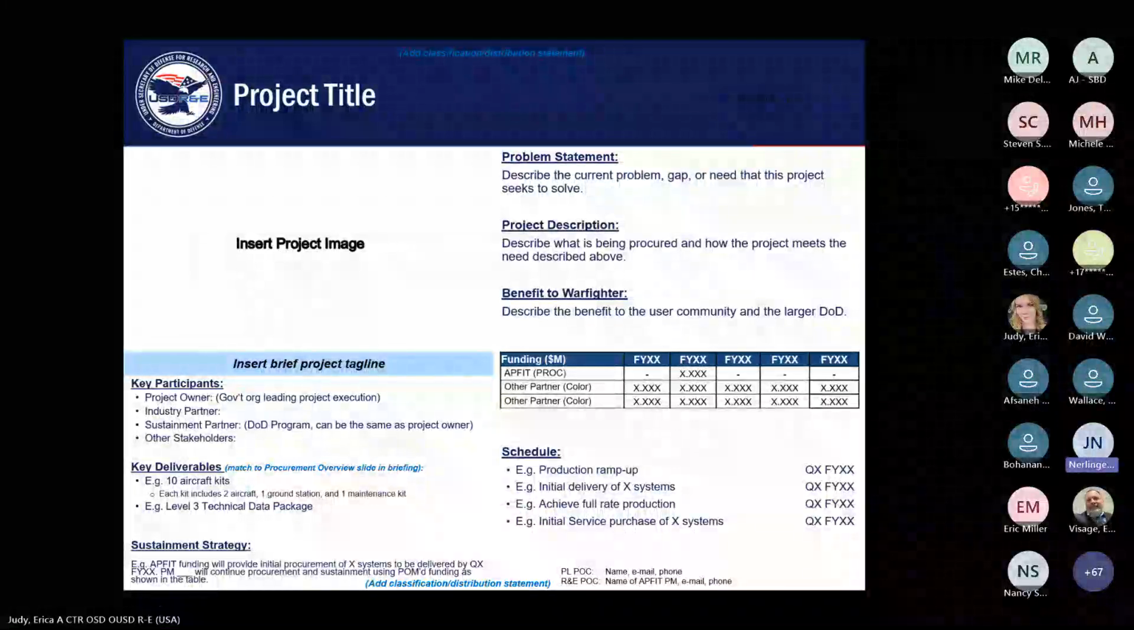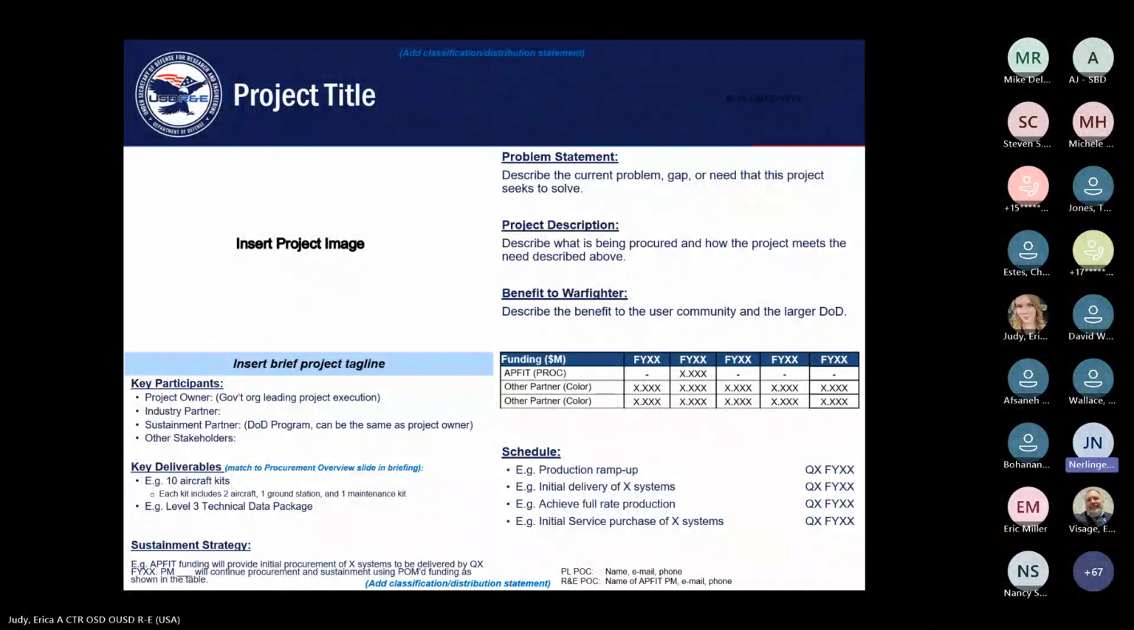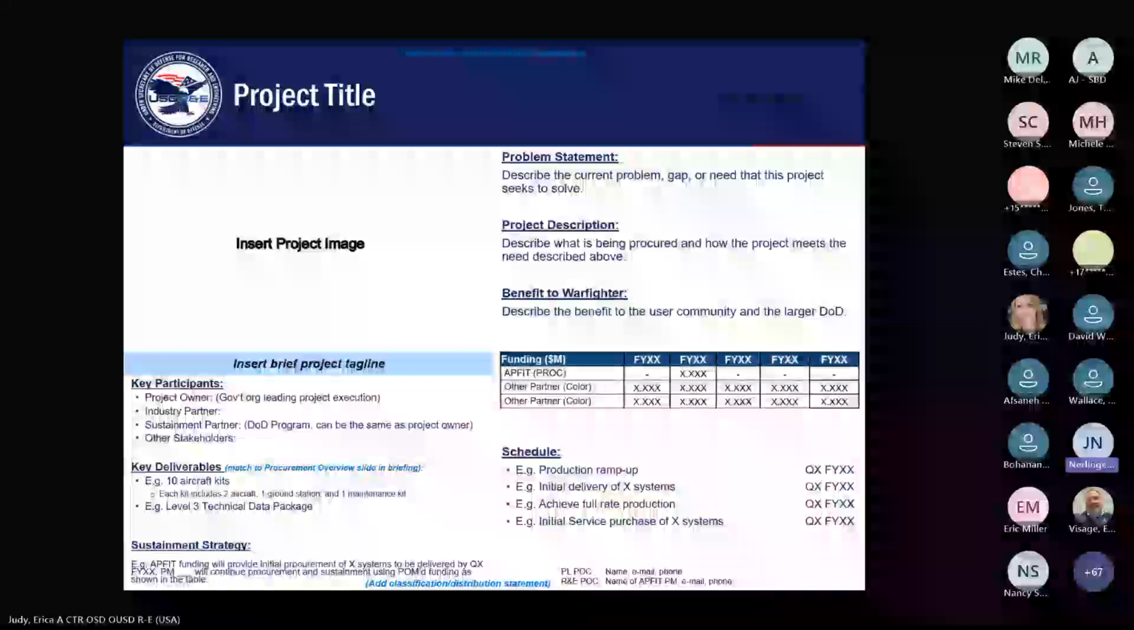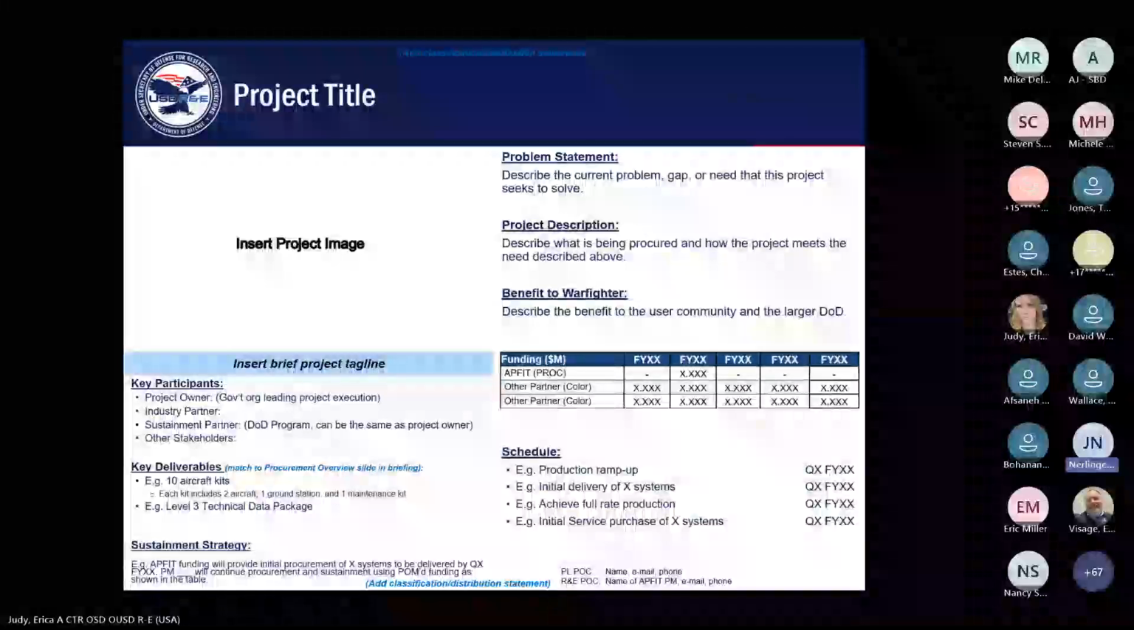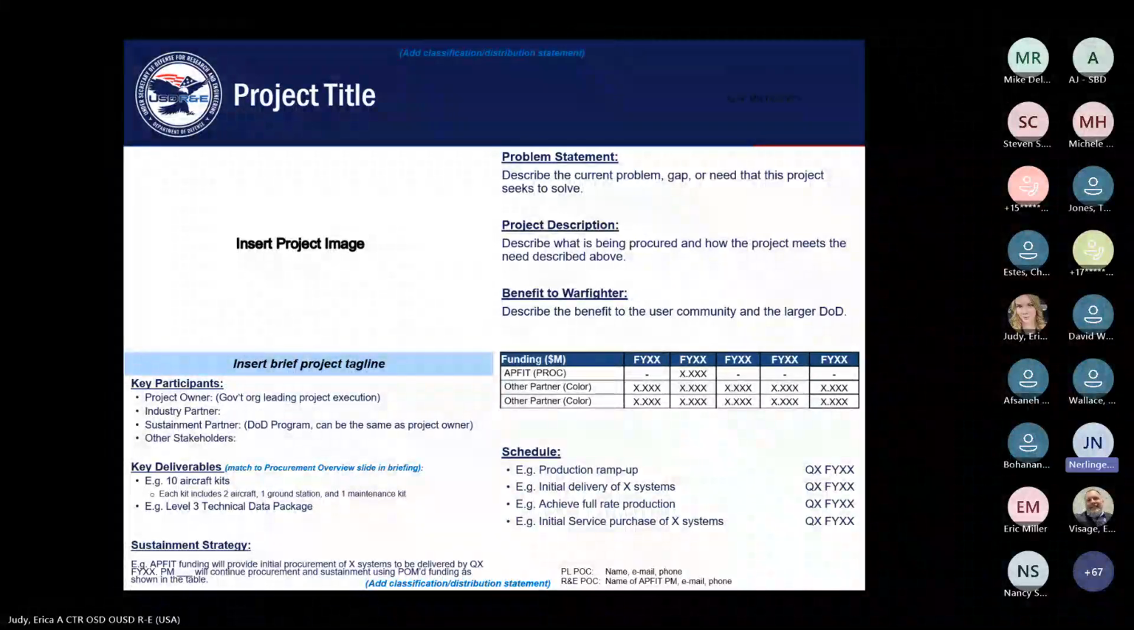That little tagline there, if you had to provide one sentence to convince someone that we need this capability, that's your little elevator pitch right there, right? That's your one-liner. Moving down, fill those key participants and key deliverables out as necessary, as well as the sustainment strategy. Top right, pretty self-explanatory.